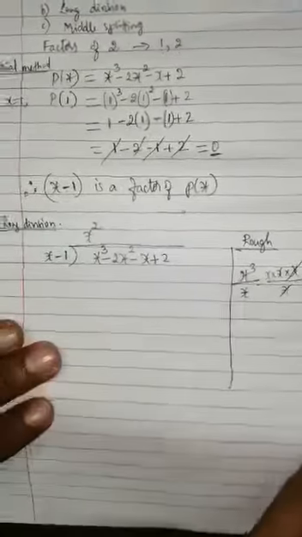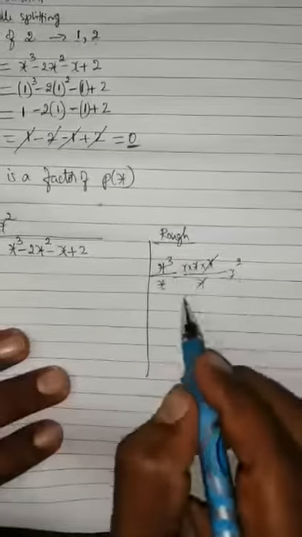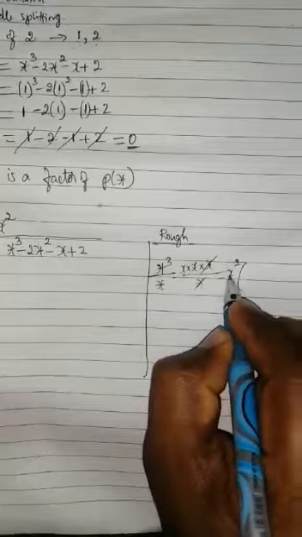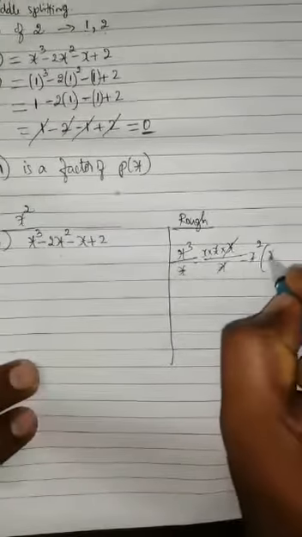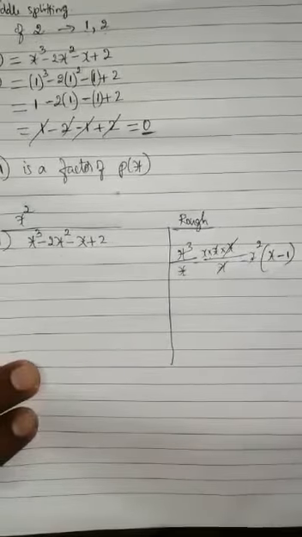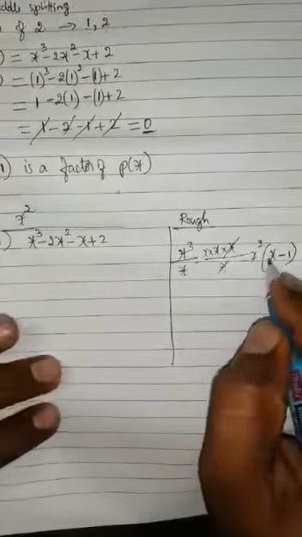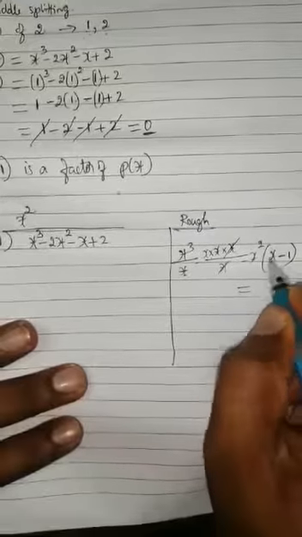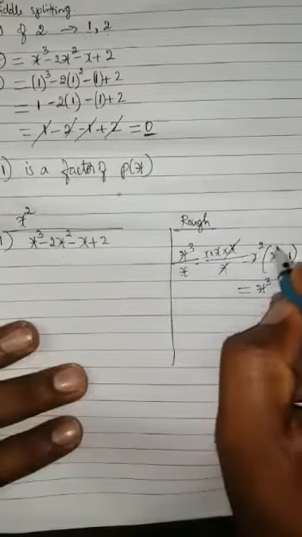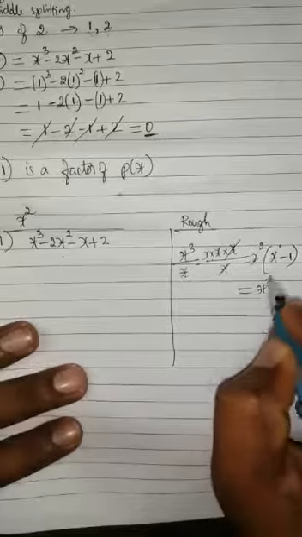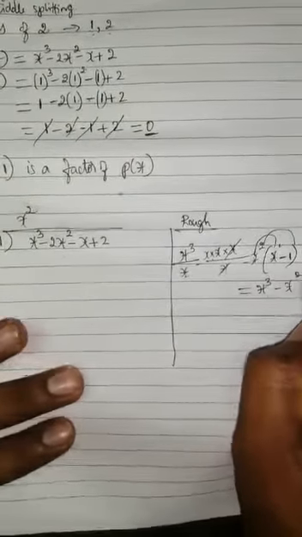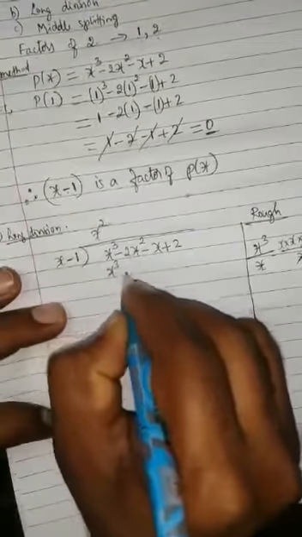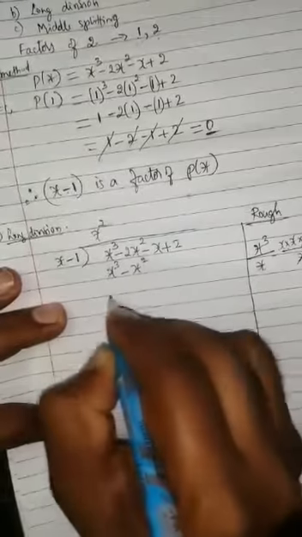That is x square. Now for the x square we got here, we should multiply x minus 1 to that, right? X square into x is x cube, because the powers add, 2 plus 1, 3. X square into minus 1 is minus x square. Let us write x cube minus x square here.